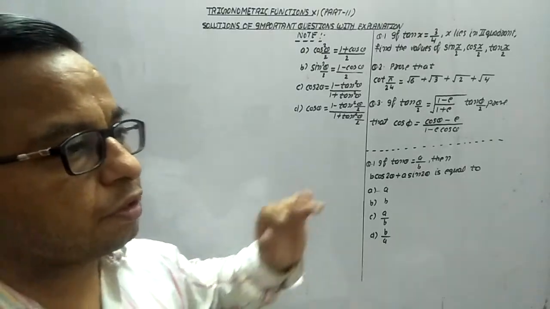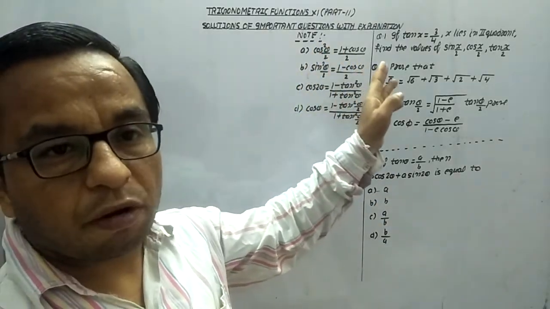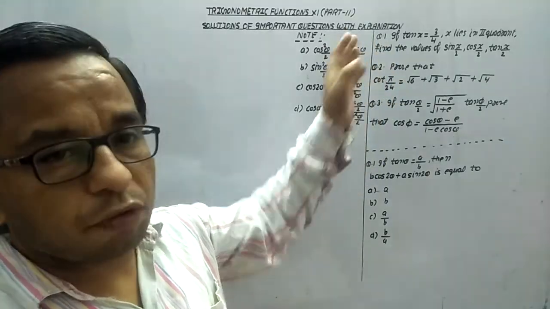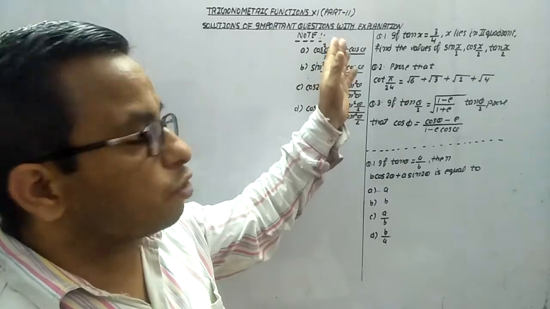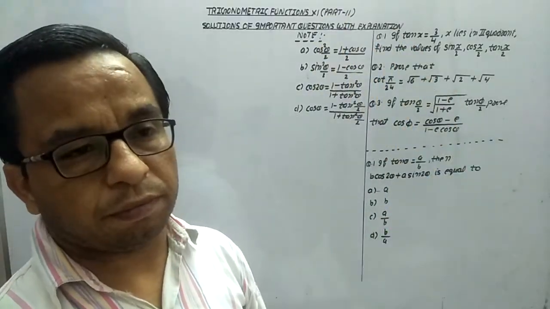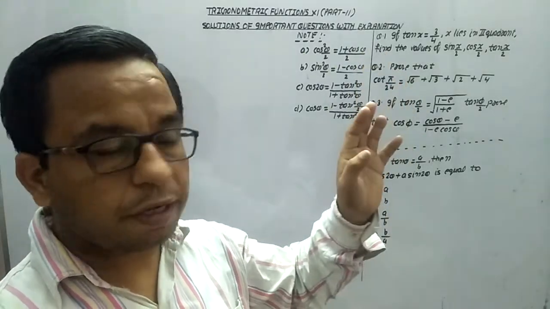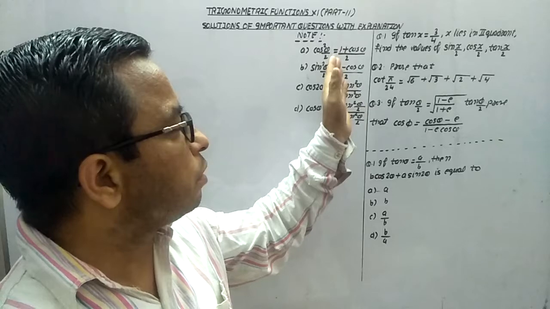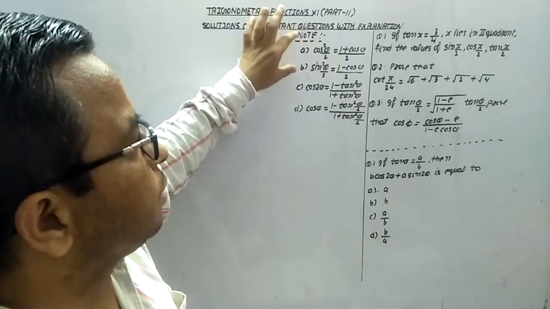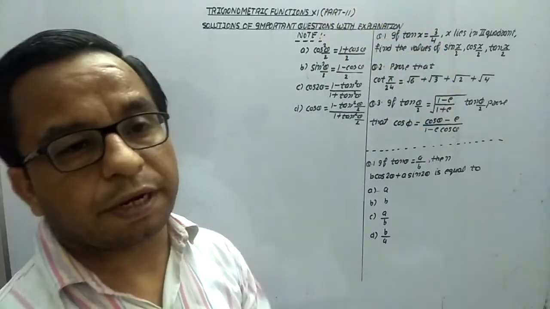Now to do this type of questions, these two identities are very important. Cos square theta by 2 is equal to 1 plus cos theta by 2. Sin square theta by 2 is equal to 1 minus cos theta by 2. On the basis of these two identities, what we are observing, everything is connected with cos theta.